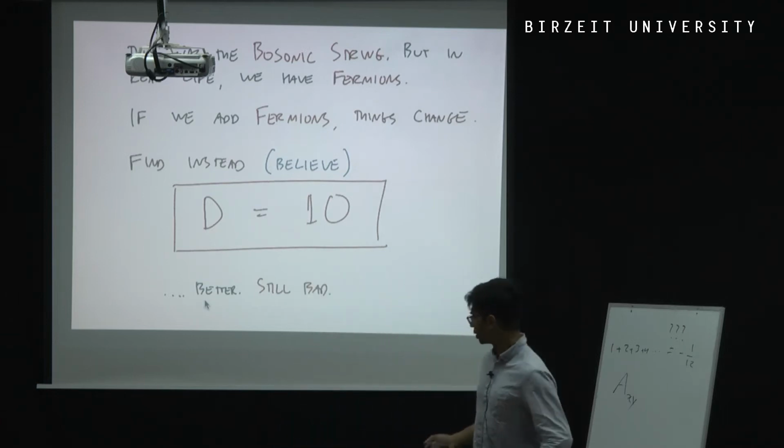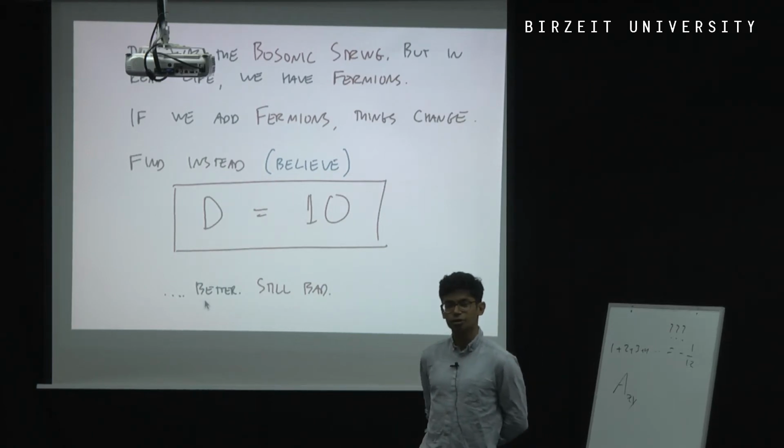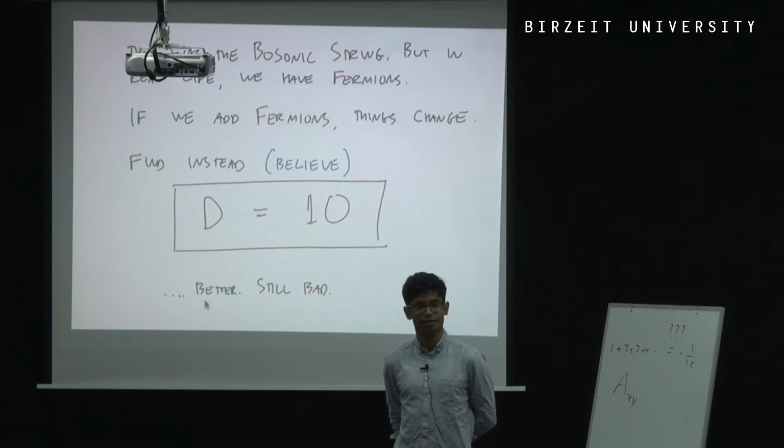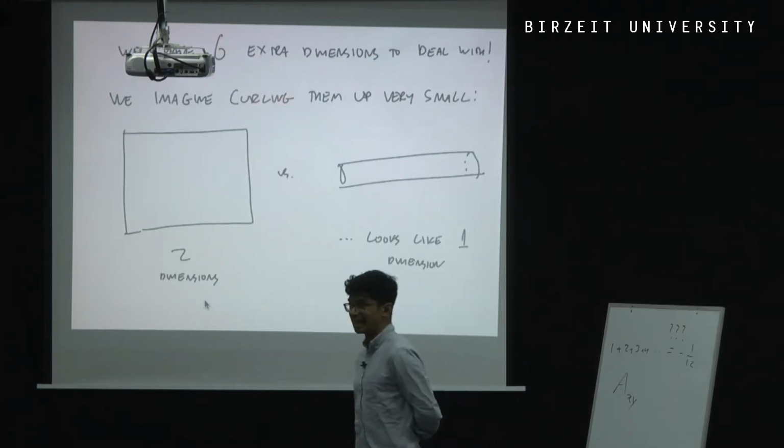Okay. Good. So this is better, but this is still bad. So now what do we do? How do we make sense of this? We have 6 extra dimensions to deal with.